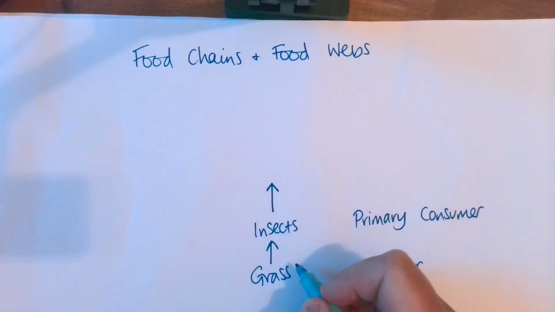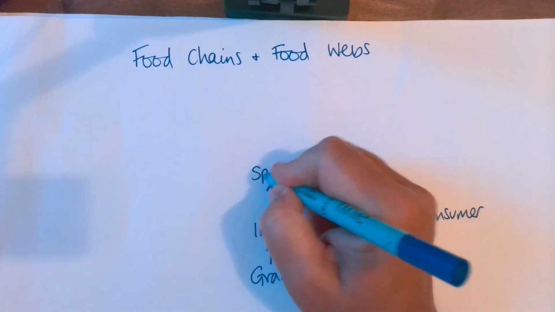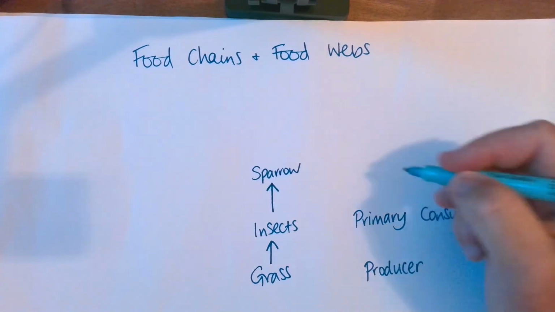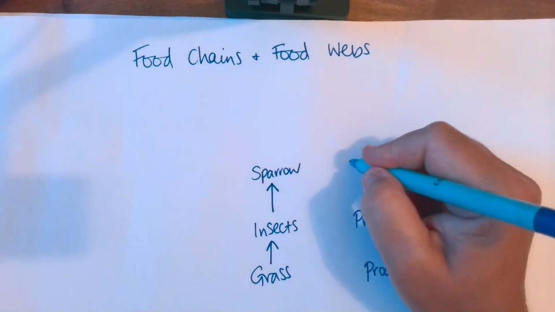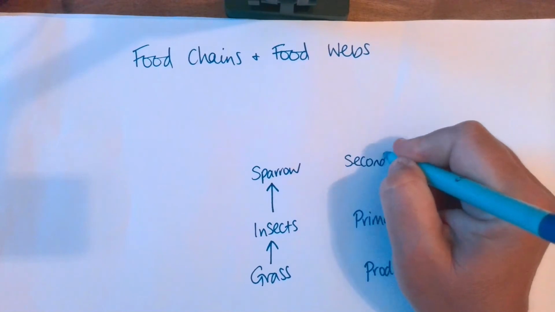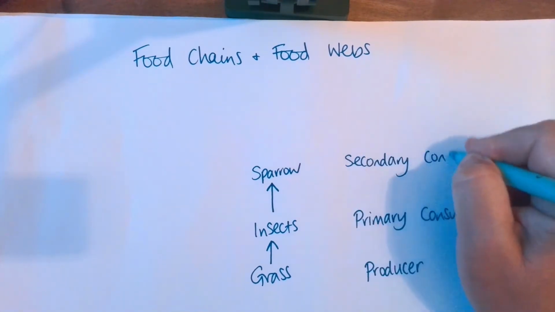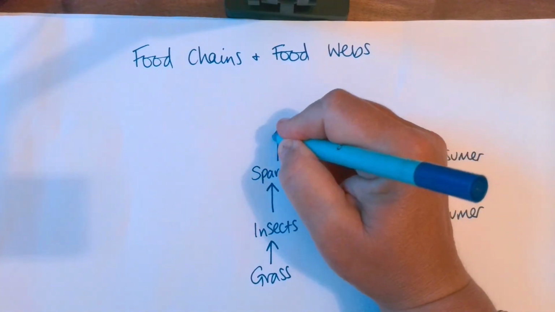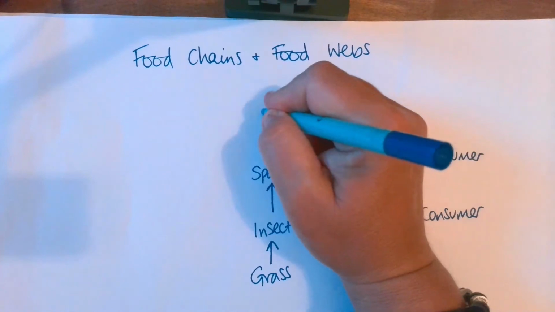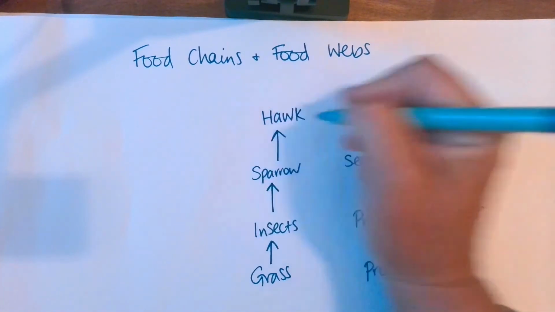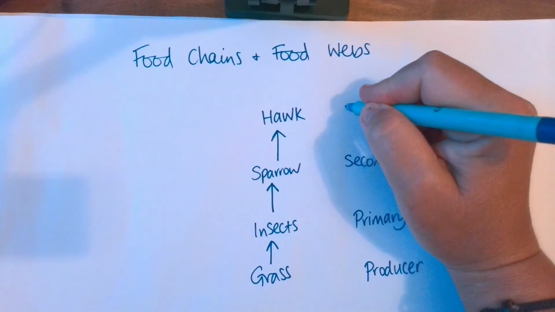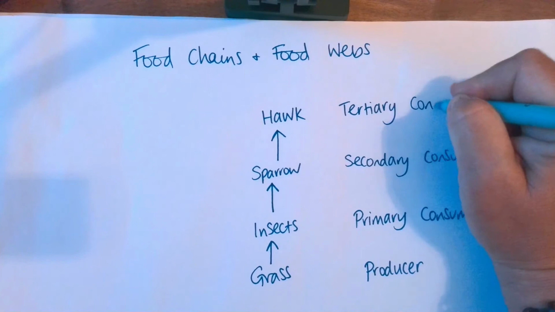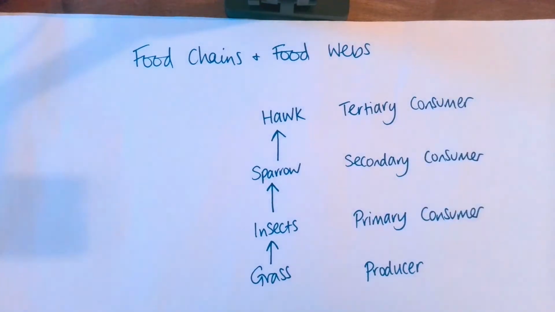Okay, so now we need something that's going to eat the insects, and we'll put on a sparrow, those little brown birds that you see flying everywhere. So our sparrow is going to eat our insects, and these are called our secondary consumers. Okay, and then finally at the top of this food chain we're going to put a hawk, a lovely bird of prey. Now this one's a bit of a tricky one. This is called a tertiary consumer.